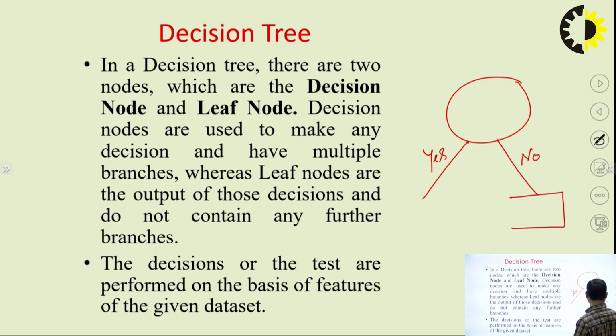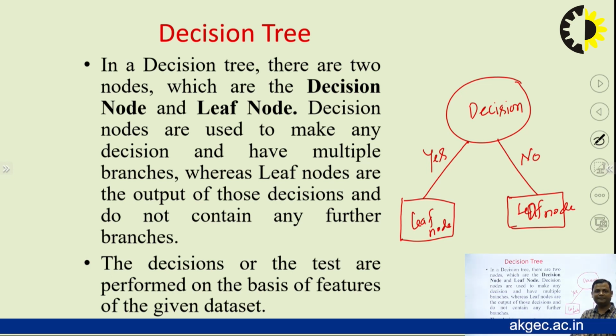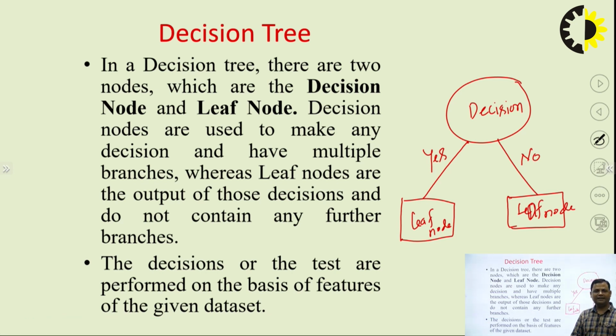Again we get a node that is called the leaf node. For every decision we get a decision node, and whatever node we get after the decision is the leaf node. These are called the leaf nodes, and this one is called the decision node. So this one is the leaf node, and the first one is called the decision node. In a decision tree we have the decision node as well as the leaf node.